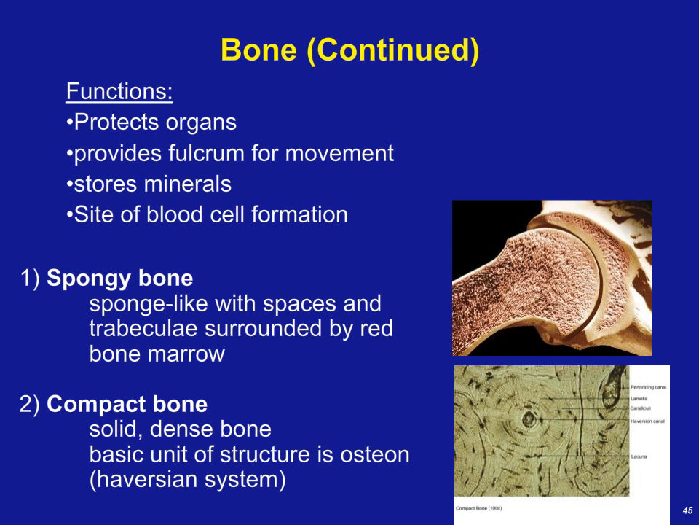Now, bone, of course, is a very important tissue in the body. One of the things it does is to protect very delicate organs. Think about your brain. It's encased in a nice cranium of bone. The other thing is that it forms bones that can basically be fulcrums for movement. So think about your radius, your ulna, your humerus. They're all there to help you generate movement.